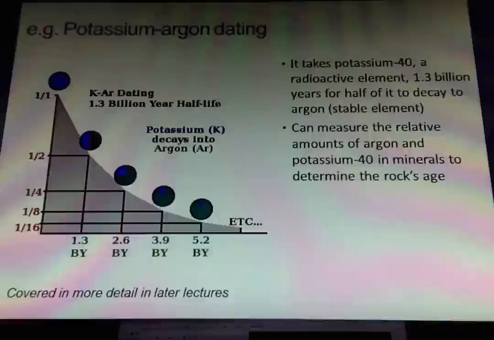Another 1.3 billion years later, there is half as much potassium-40 again. So analysing the concentrations of the two, 25% of the makeup of potassium and argon is potassium-40, or 75% of it is argon, which means that we know that this rock must be 2.6 billion years.